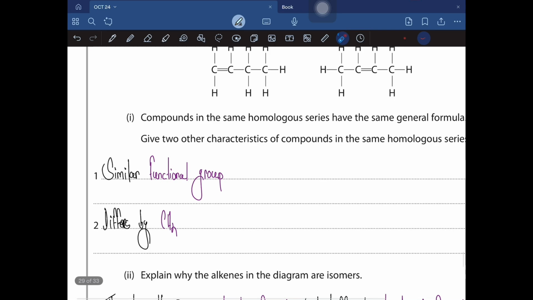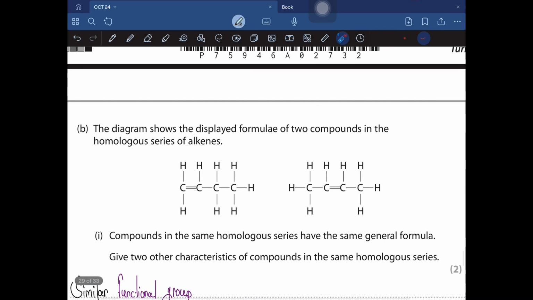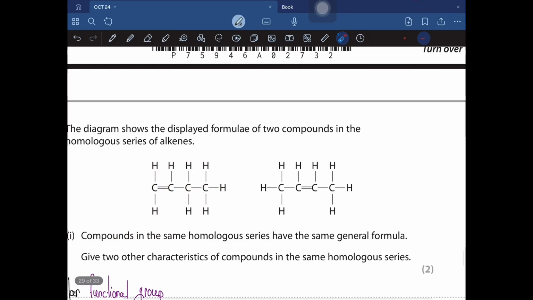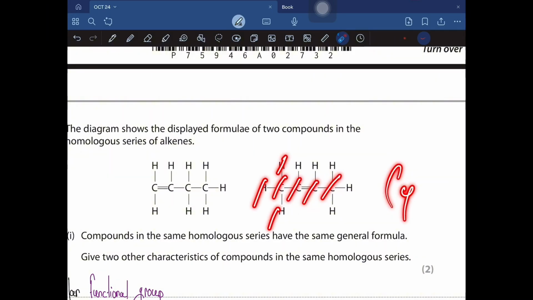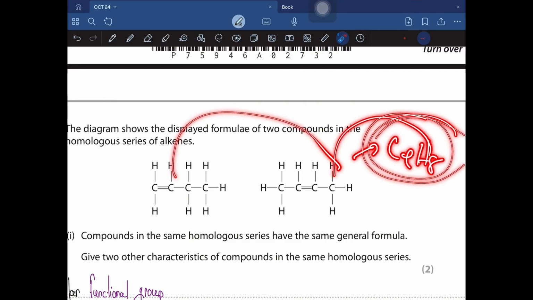Moving on to explain why the alkenes in the diagrams are isomers. Because they have the same molecular formula. Why? Because we have 4 carbons and 8 hydrogens. For this one as well, we have C4, and 8 hydrogens. We have C4H8 for this one as well. So the molecular formula for this and this is the same.